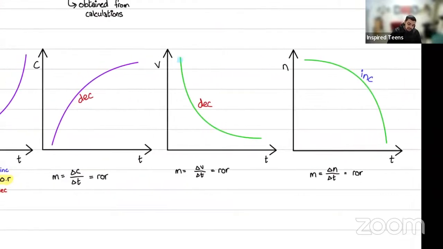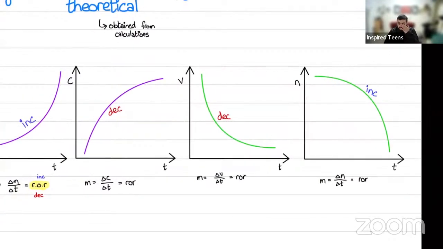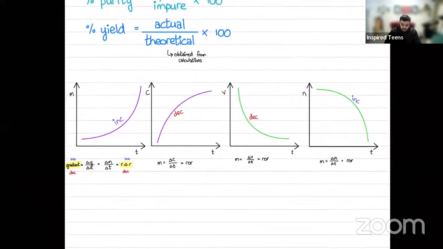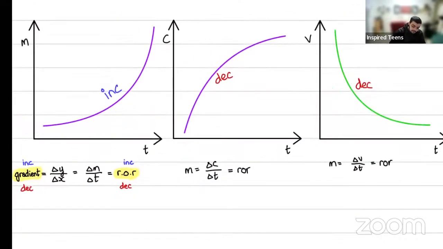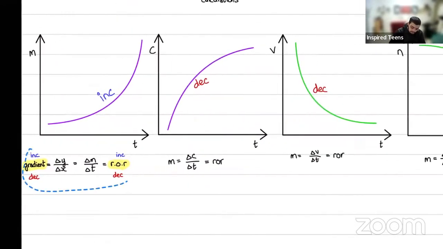Here we have a decrease in volume. Sorry, this was concentration. Here we have a decrease in concentration, so this is most likely a reactant graph. Here we also have a decrease in moles, so that's most likely a reactant graph as well. Please, if you don't understand this concept, ask questions and I will explain it again, but this is an important concept to understand.